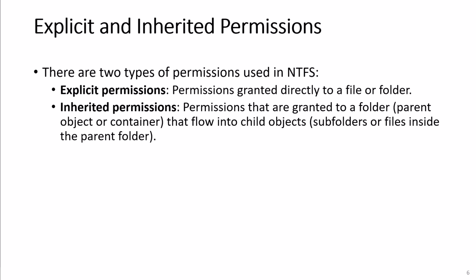There are two types of permissions used in NTFS. Explicit permissions are permissions granted directly to a file or folder. Inherited permissions are permissions that are granted to a folder, parent object or container that flow into the child objects, subfolders or files inside the parent folder.